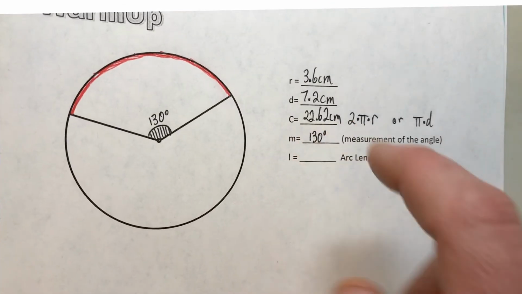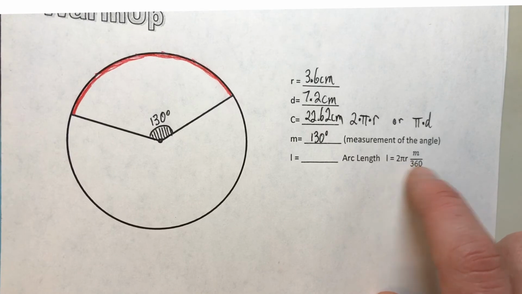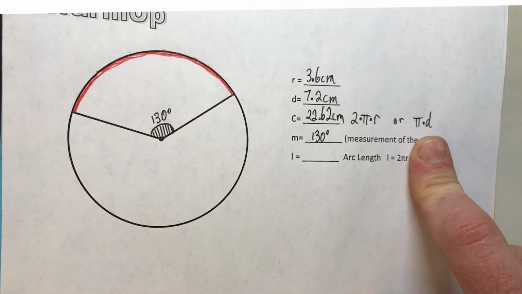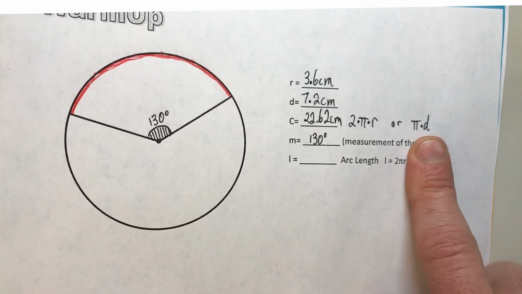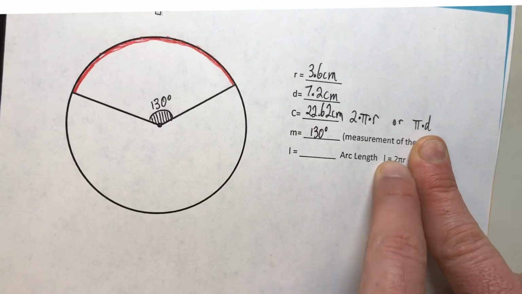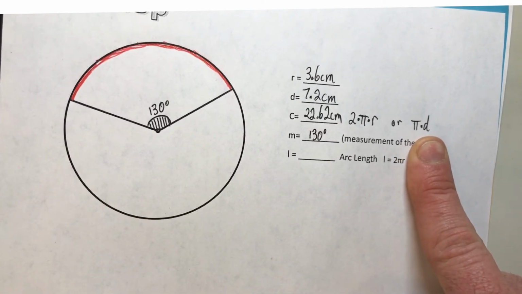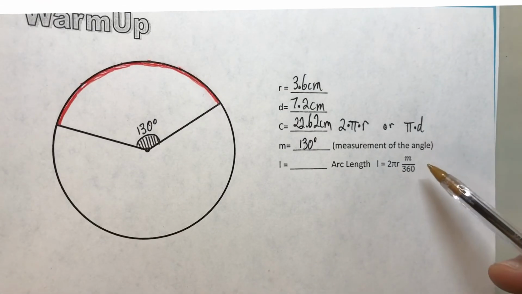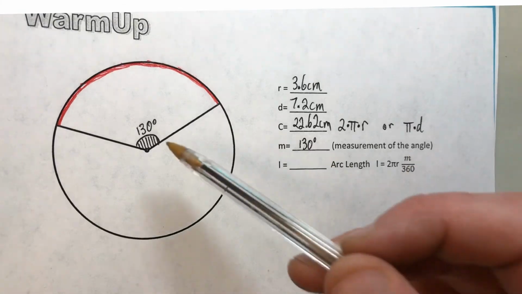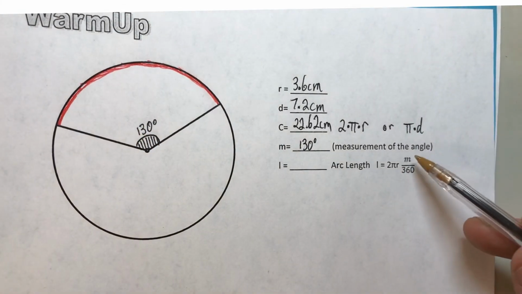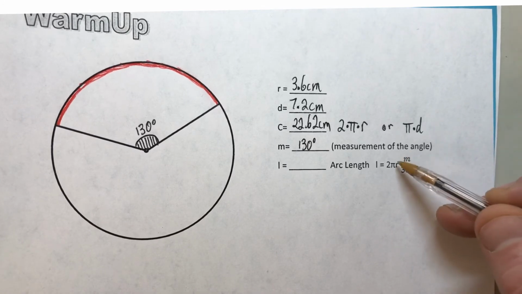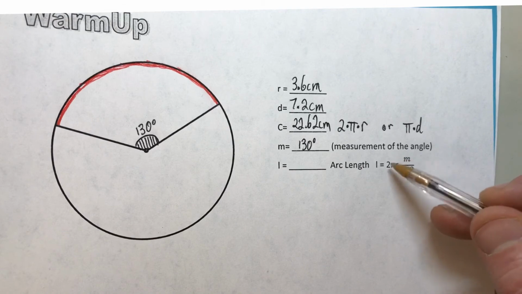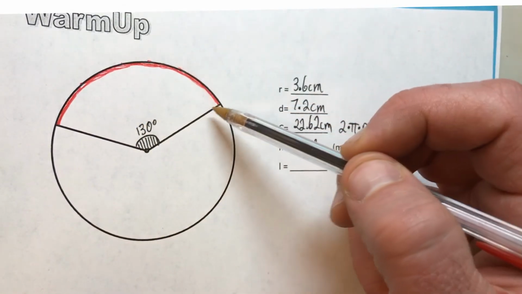So I'm going to use this formula right here to find the length of that arc. Let's just think about the formula. We have 2 pi r times m over 360. If I just forget about the m over 360, what does the 2 pi r tell me? That tells me the whole circumference, all the way around. So I'm going to take the measurement of the angle, 130, over 360, because there are 360 total degrees. This fraction is going to scale the circumference down to whatever this is from here to here.